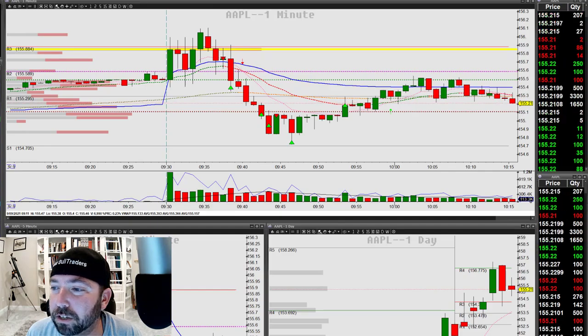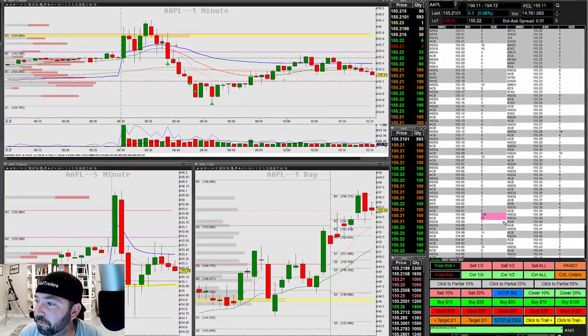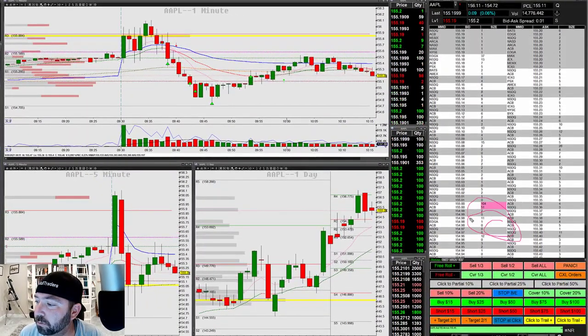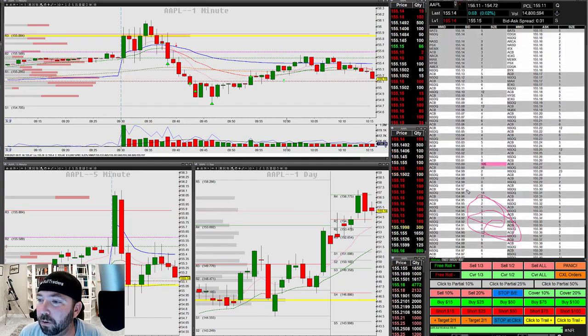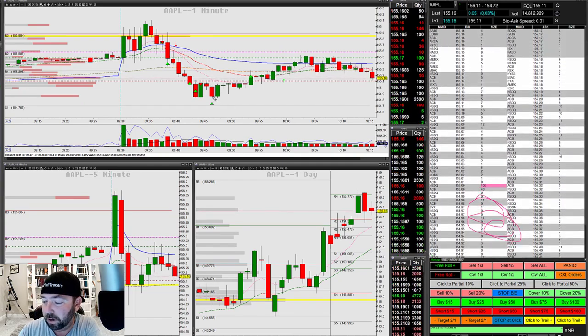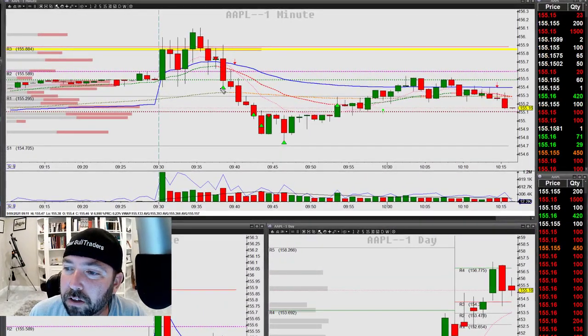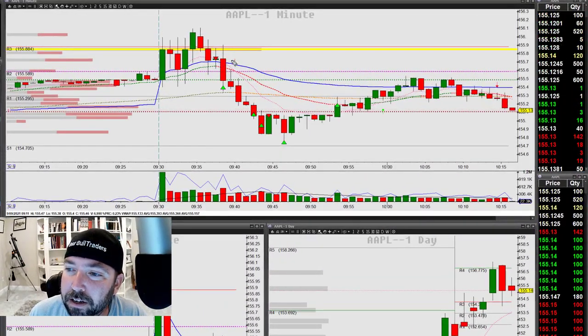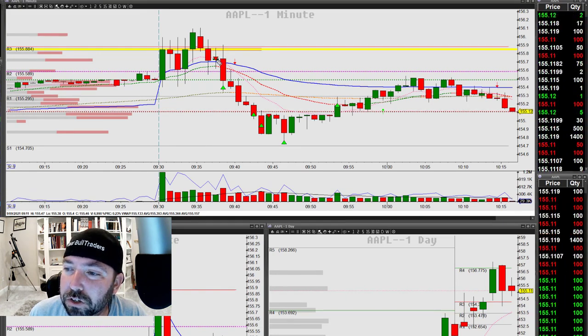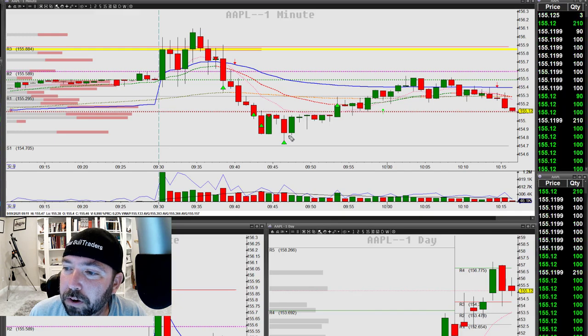Now, fortunately as well, when I look to the downside, see how 155 here is holding some large bids on the level 2? Well, that existed in this scenario as well. So as it started to break down, I saw these larger bids to the downside, so I went ahead and took my position short, targeting those bids, and I got good partials. Boom, boom, boom, all the way down.